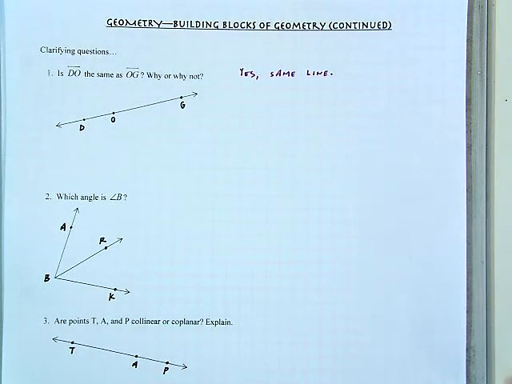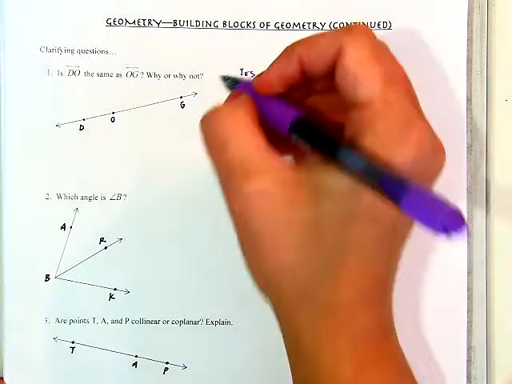Okay, we know that when we have a line, it's made up of really an infinite number of points that fall on that line. So when we're naming a line, we can name a line using any 2 points that are on a line, any collinear points.